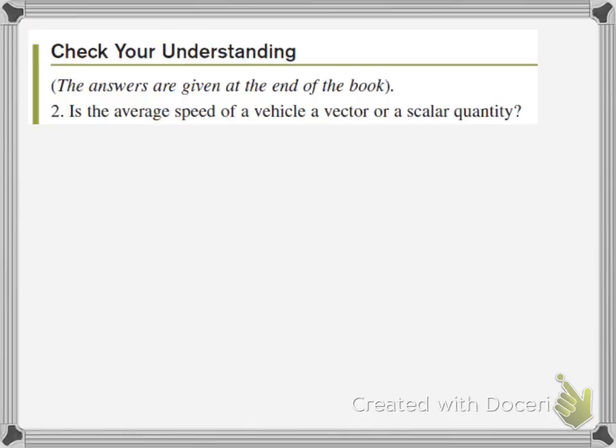Okay, so our first check your understanding. This question says, is the average speed of a vehicle a vector or a scalar quantity? It's going to be a scalar because we know that the average speed of anything is always going to be scalar, so the answer has to be scalar.